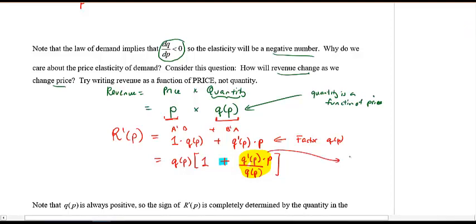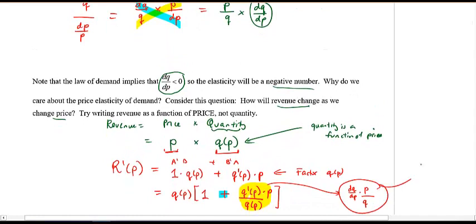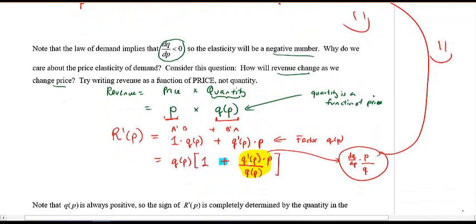Q prime of P, that sounds like the derivative, doesn't it? dQ/dP. And then we have P, and then we have this Q of P, well, that's just Q. Where have we seen that before? This expression just represents price elasticity.